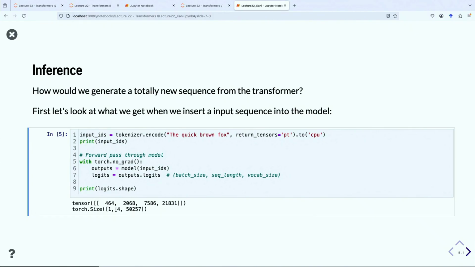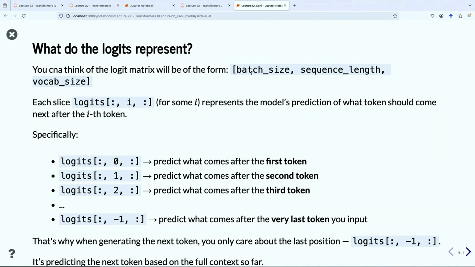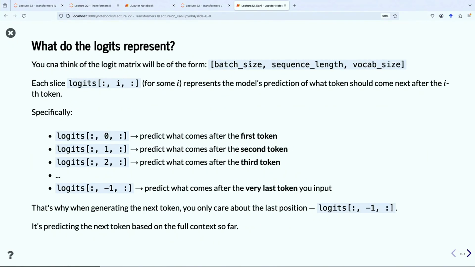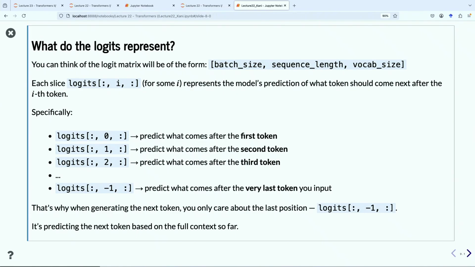It has 1 row, 4 columns, and 50,257 things next to it, right? So the question is, what are each of these things? What do each of these dimensions represent? Here's the key idea. The first dimension represents batch size. You guys are well acquainted with batch sizes by now. Generally people like to process things in batches because computing power is limited.